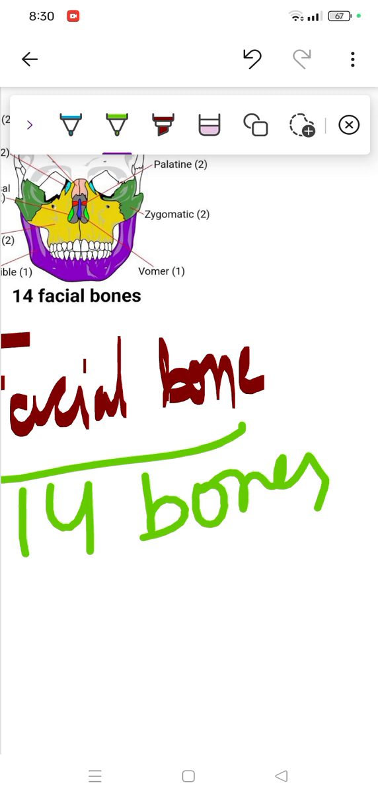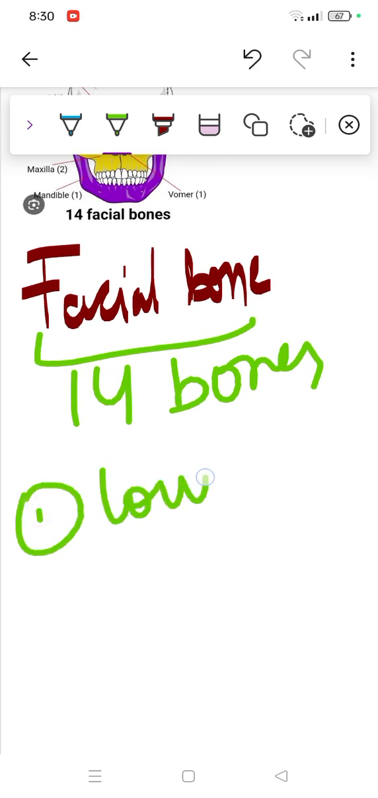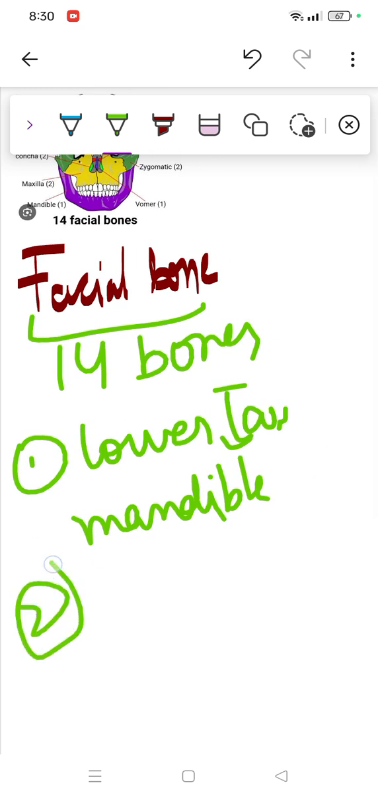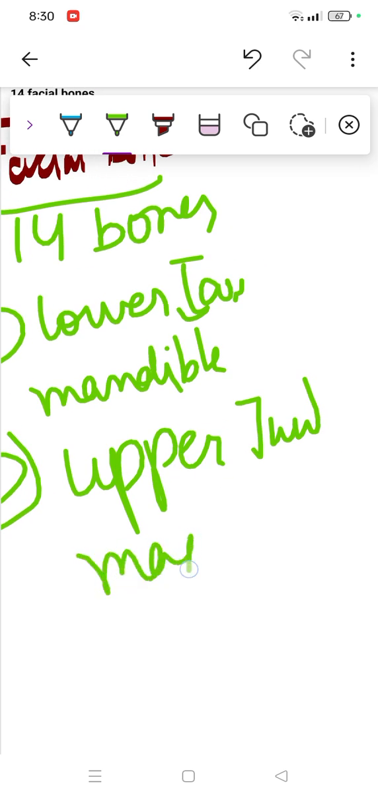So the first thing that comes is the lower jaw, which is the largest of all the structures in the facial bones, and it is called the mandible, which means the down mouth part. Then after the lower jaw, the second is the upper jaw, that's called the maxillary.